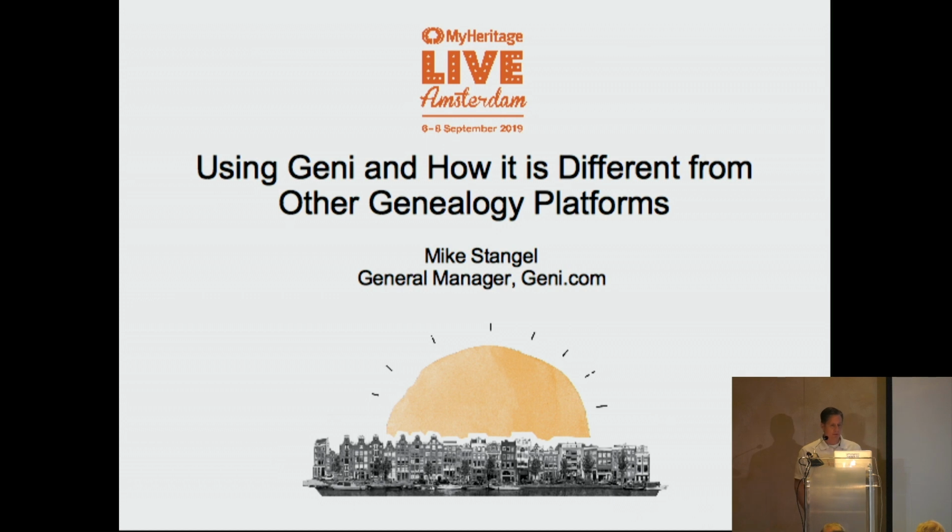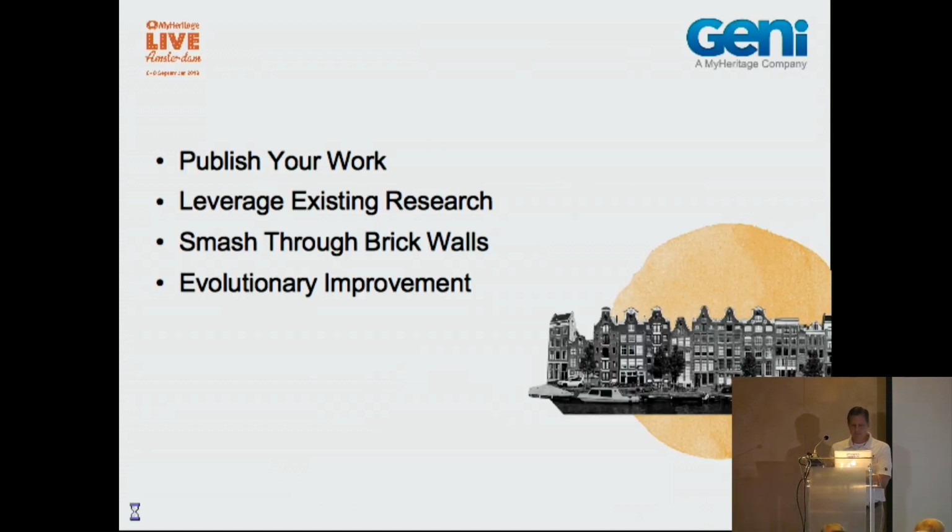So just to preview what I'm going to discuss today. I want to talk about how Geni might be helpful to you in publishing your work, also in leveraging the existing work that's already done on Geni, how our approach might help you break through brick walls in ways that perhaps you haven't been able to using other techniques. And then I just want to touch briefly on our philosophy of evolutionary improvement on Geni, because it's a little bit different than maybe what you've seen elsewhere.